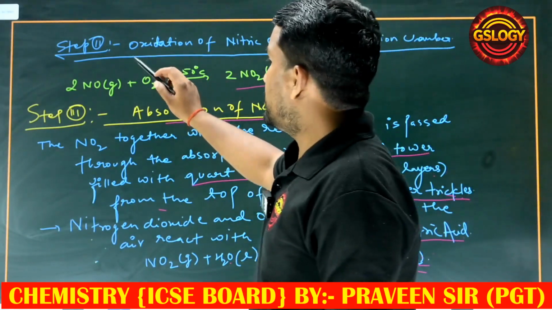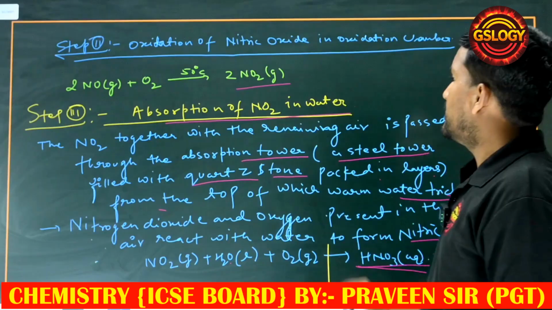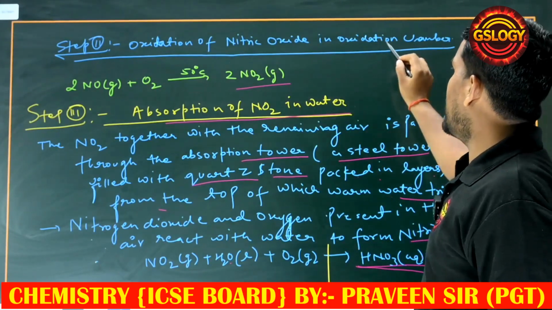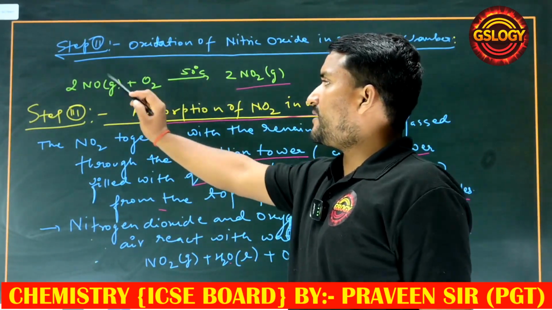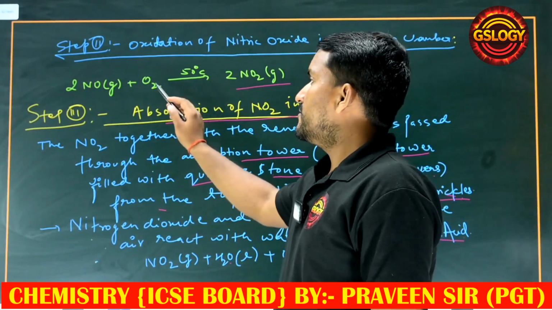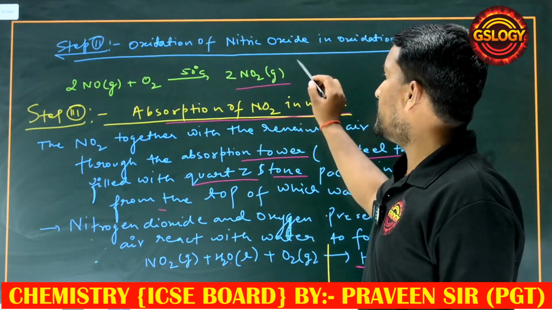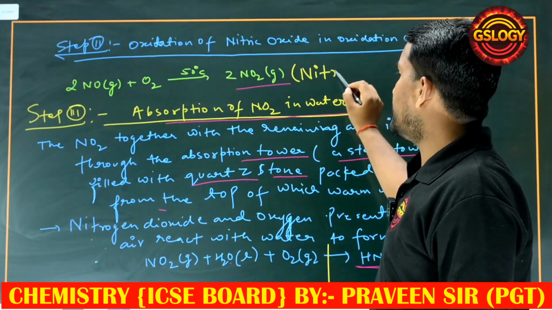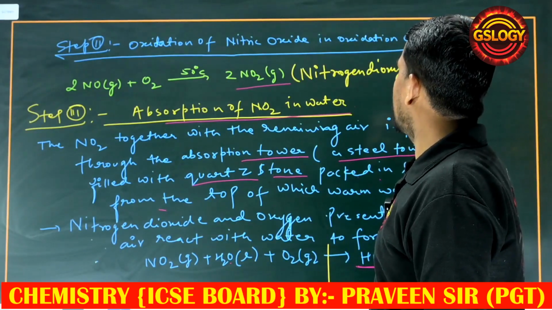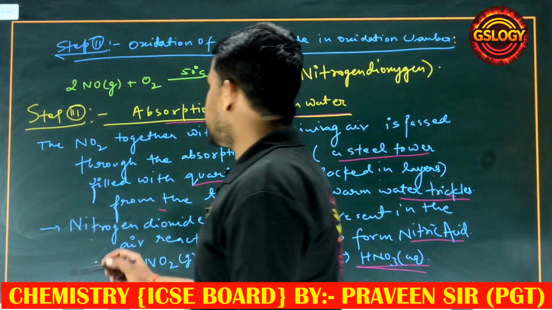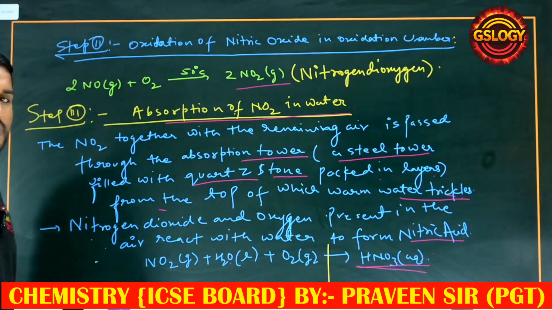Next step is the oxidation of nitric oxide in the oxidation chamber. In the oxidation chamber, nitric oxide is further oxidized at 50 degrees Celsius, and it forms nitrogen dioxide. And the third step is absorption of nitrogen dioxide in water.